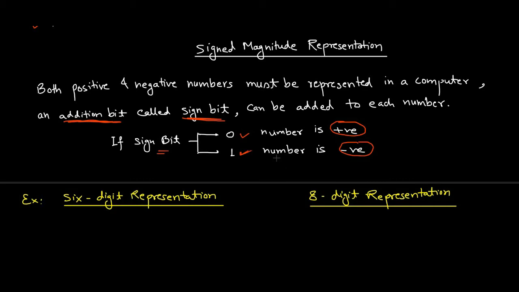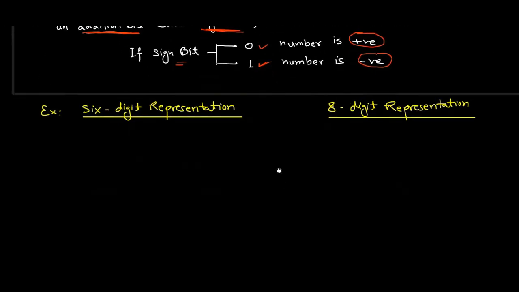So this is the first representation of any number, whether it is positive or negative. Positive or negative number can be represented by a sign bit. If the sign bit is 0, the number is positive. If the sign bit is 1, the number is negative. There are some examples.